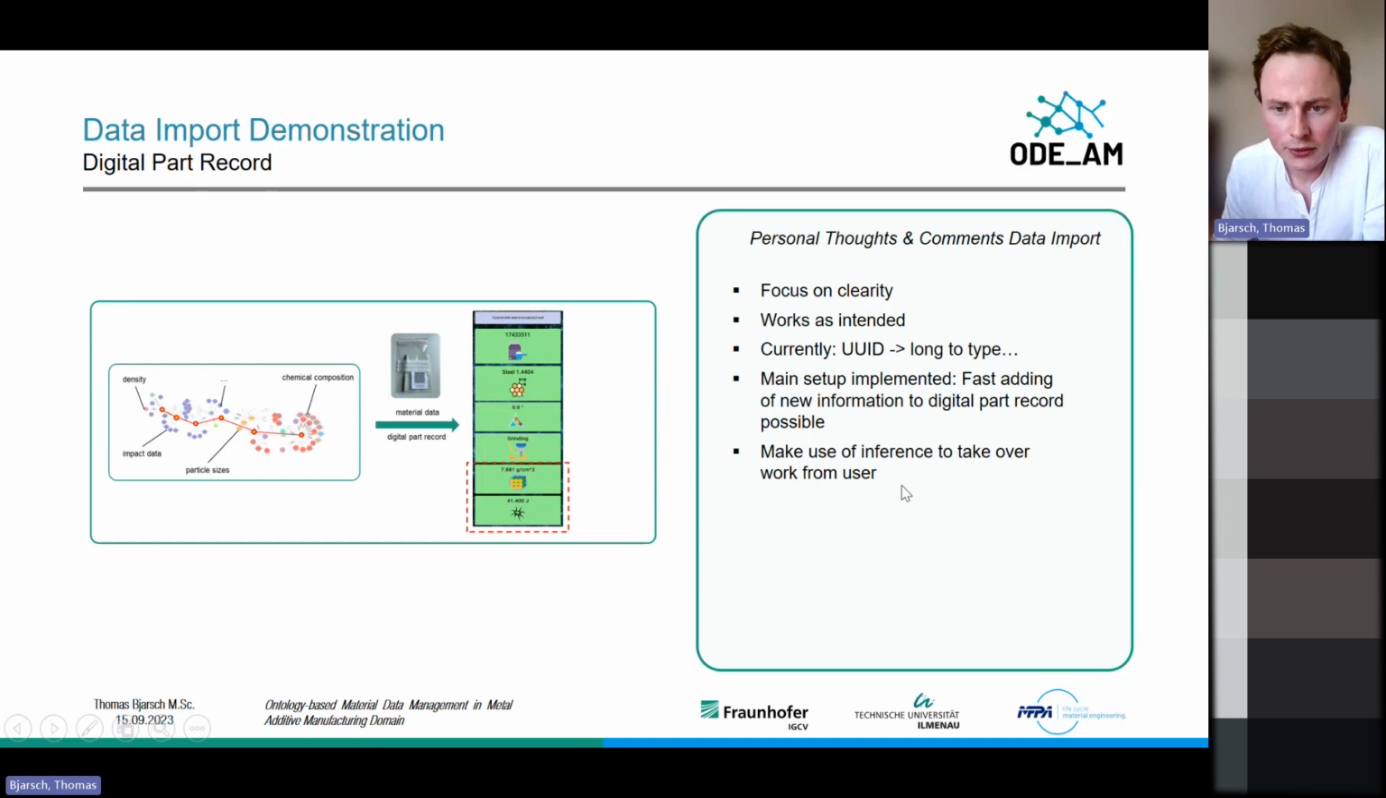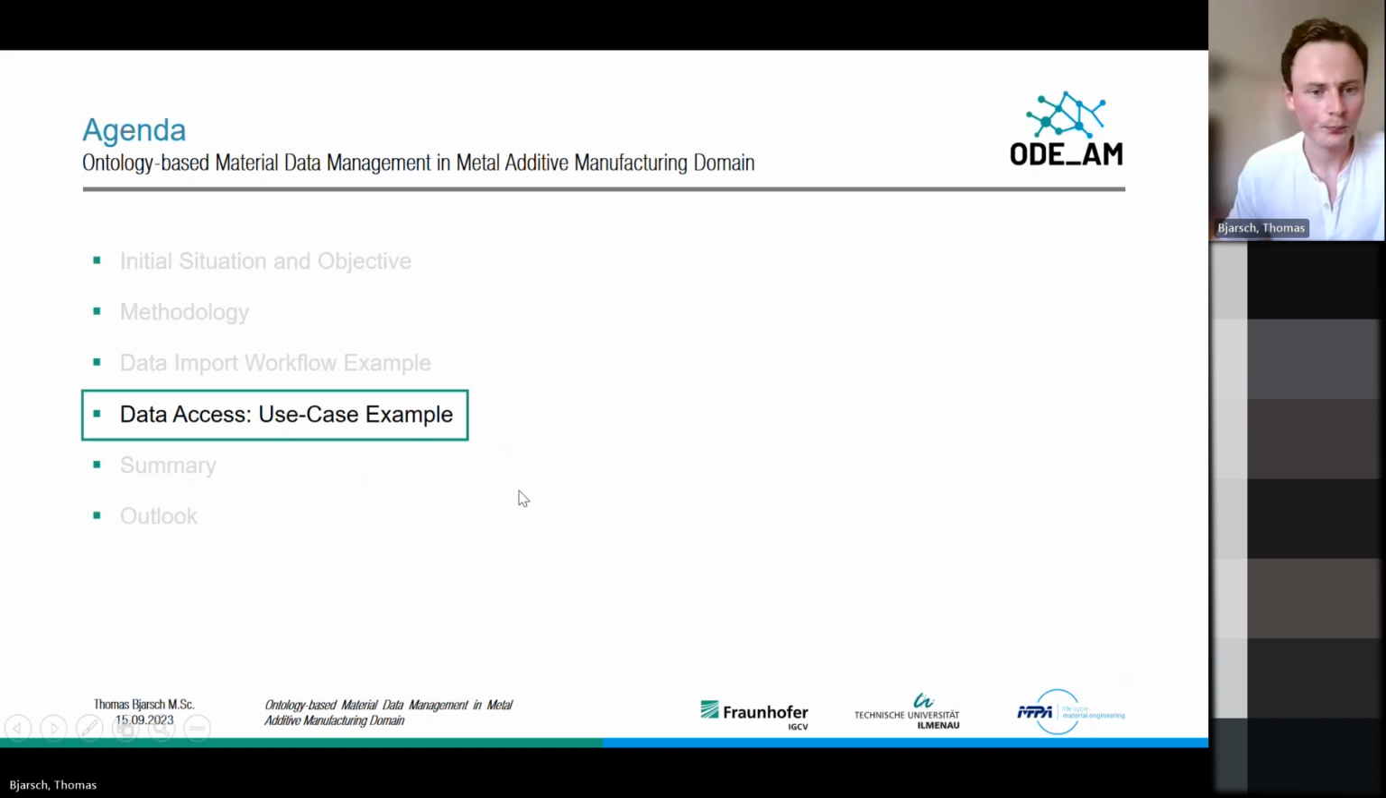Then fast adding is possible. Yeah, and we use a lot of inference here. So for example, if you add the material type, it is added to this specific part, but also to the powder, as I explained earlier. So in this way, we try actually to take over work of the user, so that he doesn't have to do it for all parts, but that it gets done automatically.